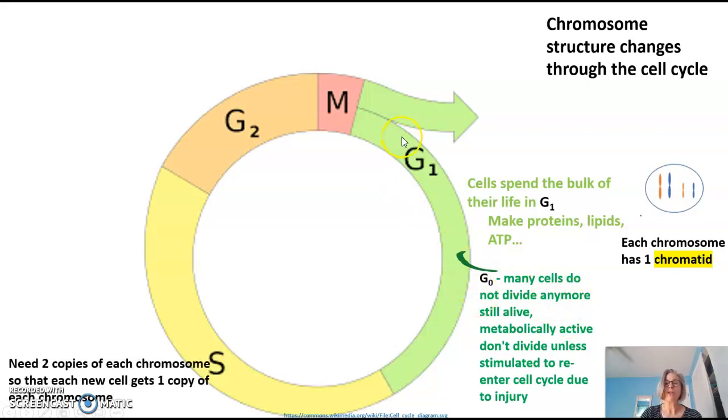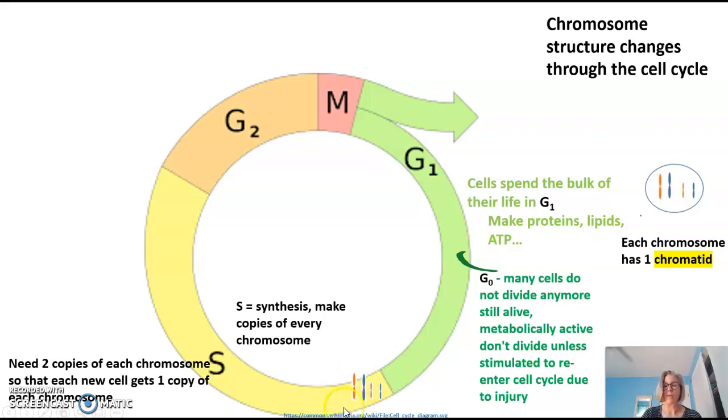Now our cells that are still dividing will maintain G1 for most of their life, but then they'll get big enough that they need to divide into 2 cells. And if a cell is going to divide into 2, it's going to need 2 copies of each chromosome, so that each new cell gets a copy of each chromosome. So they enter a phase called S phase, and the S stands for synthesis, where the cell makes a copy of every chromosome. So at the beginning of S phase, cells have chromosomes that are unreplicated.